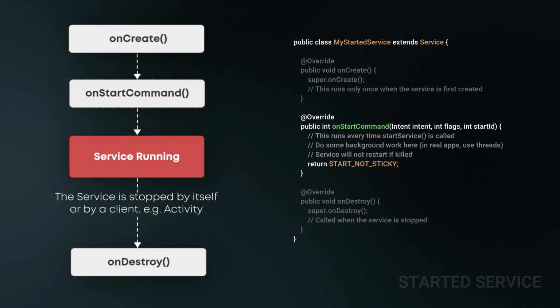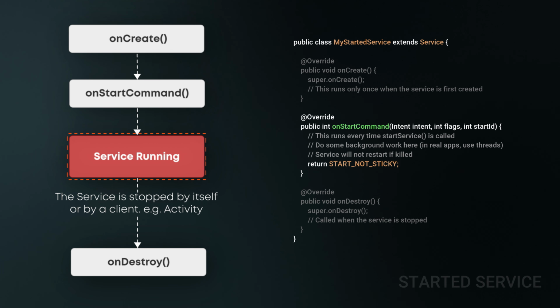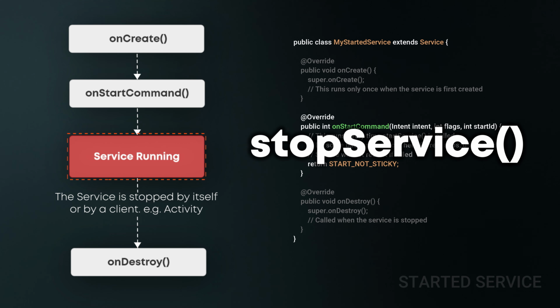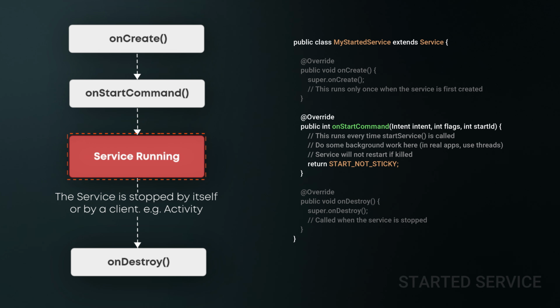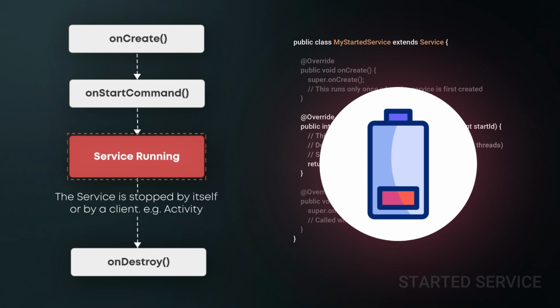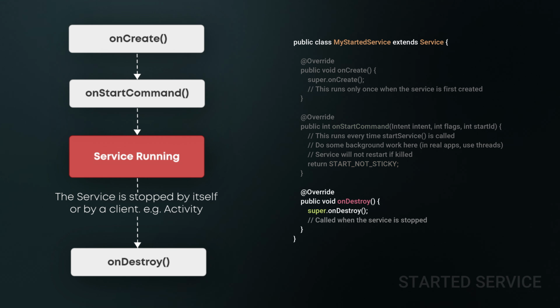Once your service is started, it enters the running state. It stays active even when the user leaves the app. And that's the power of a background service. The service continues running until you manually stop it using the stopService method, or it calls stopSelf from inside. And if the system kills your service due to low memory or battery, Android may restart it based on the return value from onStartCommand. And then when the service is stopped, the system calls onDestroy.